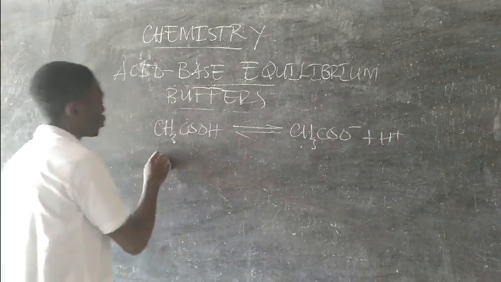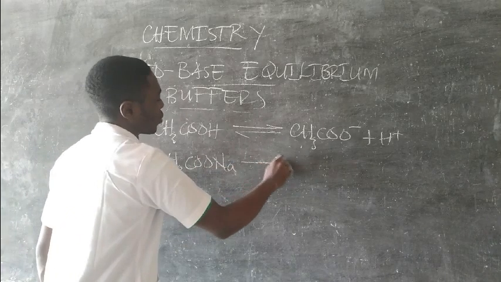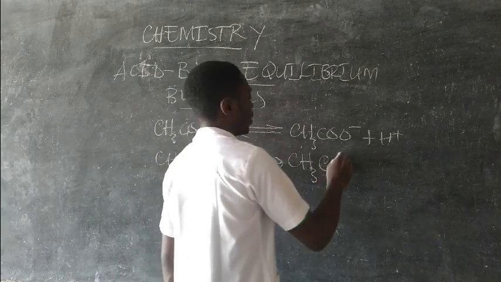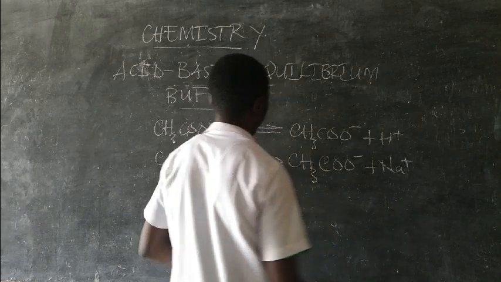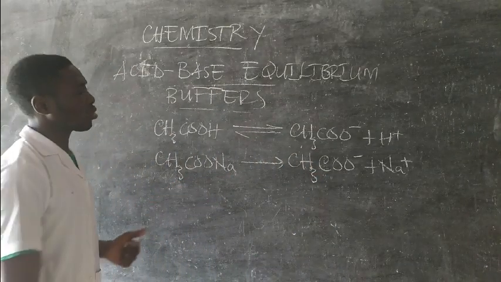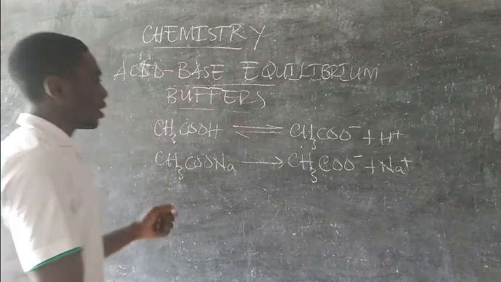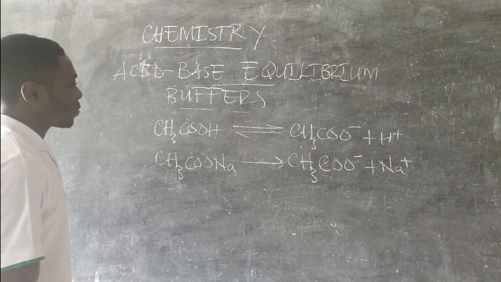And we are going to have the salt CH3COONa dissociating to give us CH3COO minus plus Na plus. Please, for this one it is complete dissociation. Remember, it's a salt that has already been preformed, and this one is an acid, and there are other conditions which determine its breaking down.